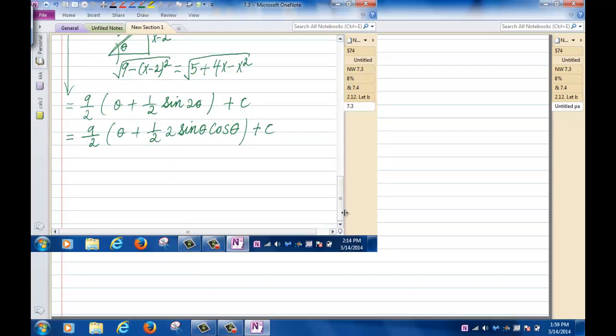You said that was the double angle rule. Say it again. You said that was like the double angle rule in one of your examples. This is the double angle. So sine 2 theta is the same as 2 sine theta cosine theta. That's the double angle formula for sine.